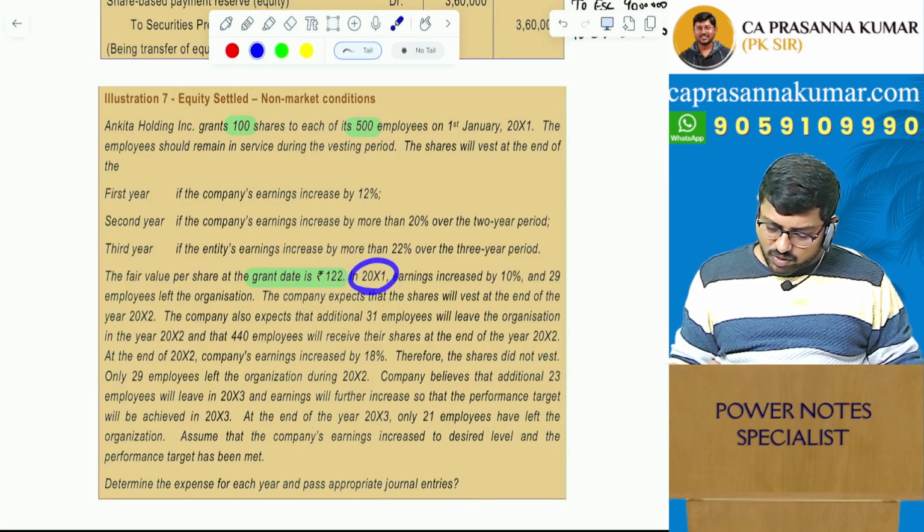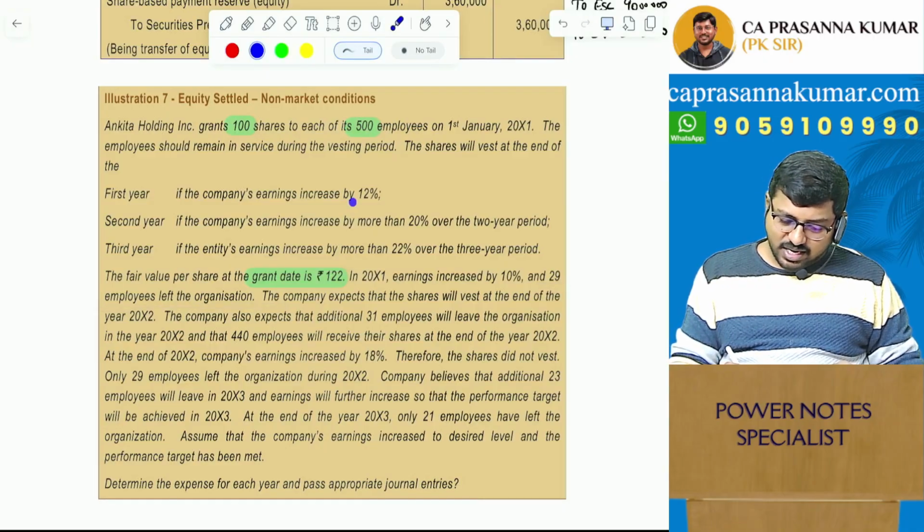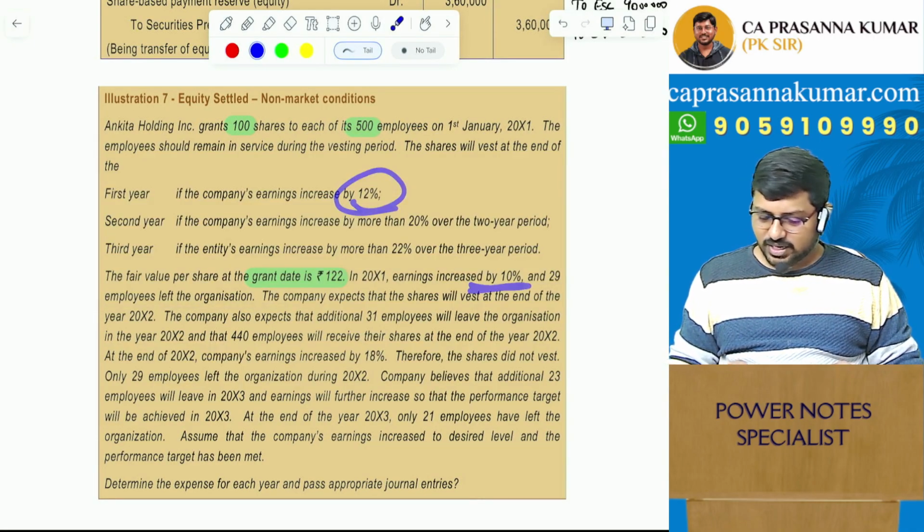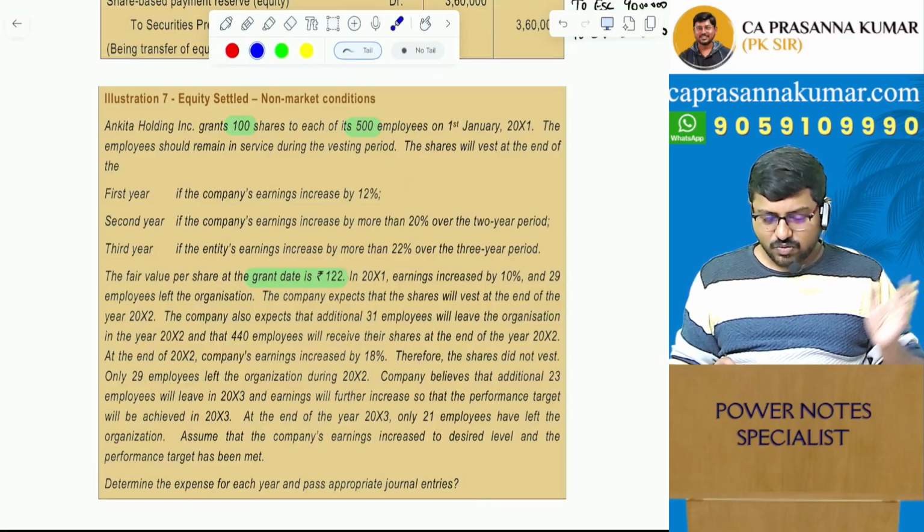In 2001, the earnings increased by 10%, and 29 employees left the organization. Okay, because the condition was 12% and it has increased by only 10%, there is no options vested over here. So we will go to second year.